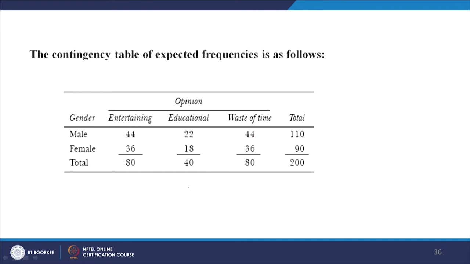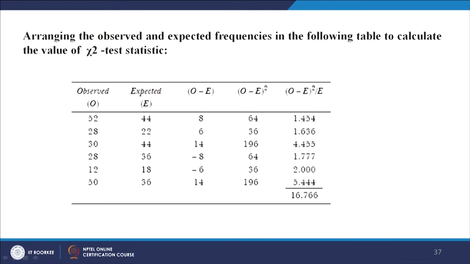Now, we will calculate the chi square value. This is the observed value, we have this, right. This is the expected, we have calculated. So, observed minus expected is equal to 52 minus 44, that is 8; 28 minus 22, 6; 30 minus 44, minus 14, right. This is 28 minus 36, so minus 8. 12 minus 18, minus 6; 50 minus 36, 14, right. So, now we create the square of it. So, 8 square 64, 6 square 36, 14 square 196, 8 square 64, 36, 196.